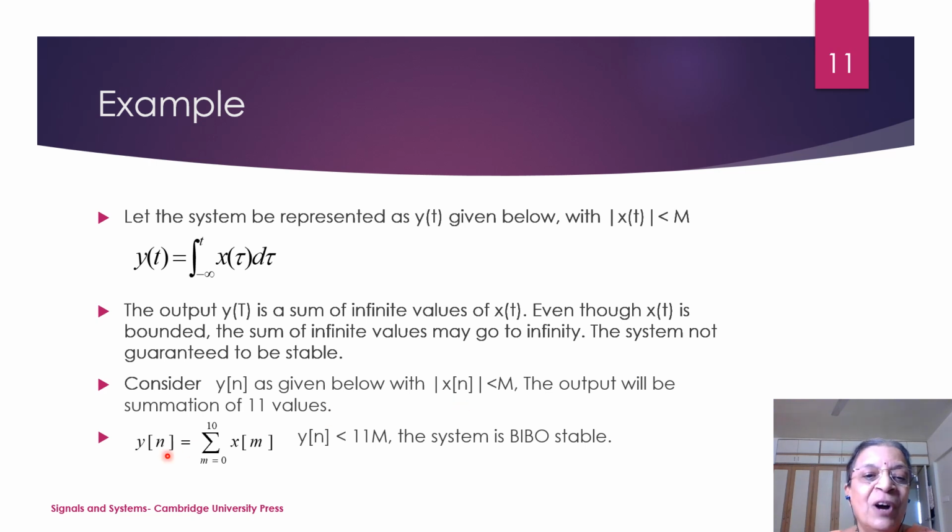Now consider y(n) given by the summation from m equal to 0 to 10 of x(m). Again let us say that x(n) is bounded, less than M. But there are only 11 values to be summed. So y(n) will always be less than 11 times M. So the output will also be bounded and the system is BIBO stable.